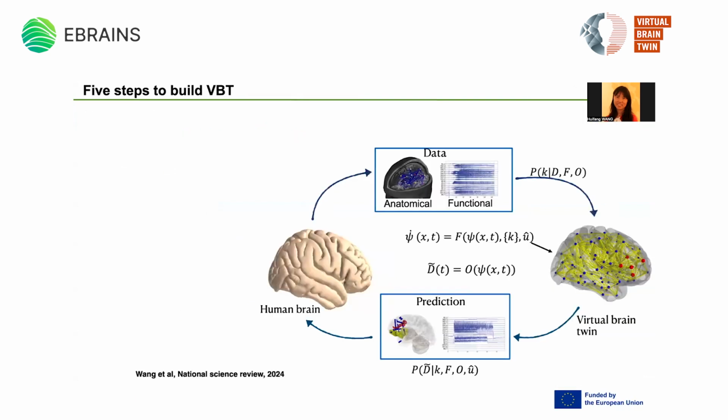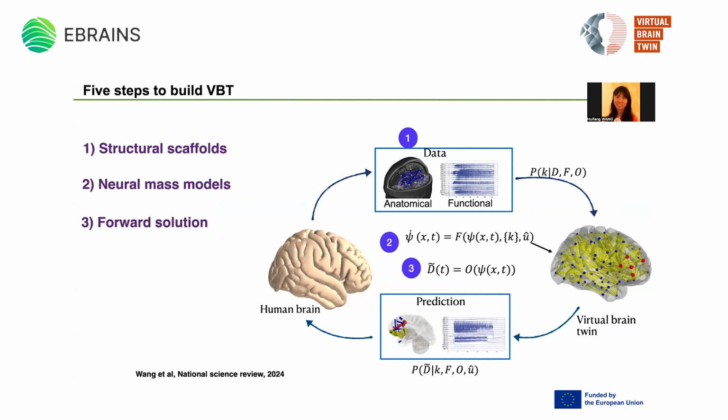There are 5 main steps to building a virtual brain twin. First, we begin with anatomical data to construct the structural scaffold. Two, we place the neuronal models on each node. And three, we map their activity to the sensor level using the forward solution. Four, sensor level data typically comes from functional recordings, so we then compare the model-generated signals with the real functional data to estimate the key parameters. Once those parameters are identified, the virtual brain twin is built, and five, it is ready for prediction.